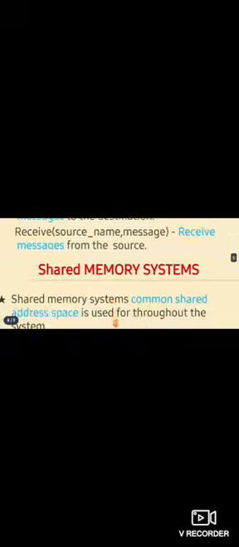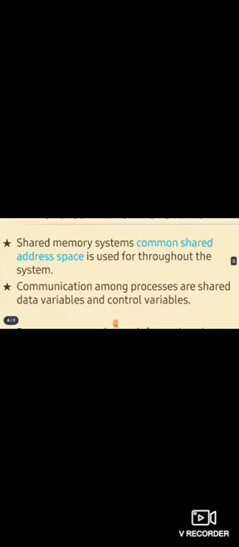The next one is shared memory systems. In shared memory systems, a common shared address space is used throughout the system. Communication among processes happens through shared data variables and control variables. Processes can exchange information by reading and writing data to the shared region. Shared memory allows maximum speed of communication between two processes.